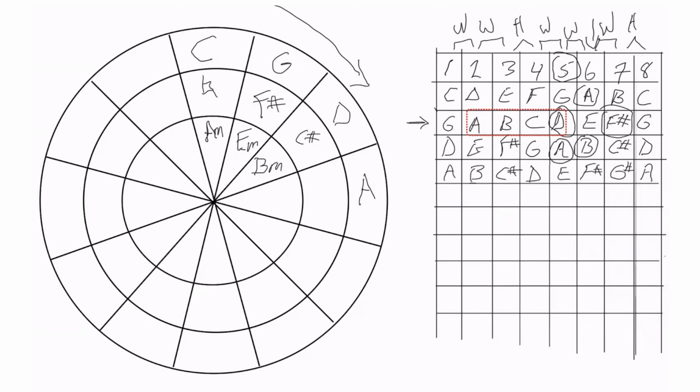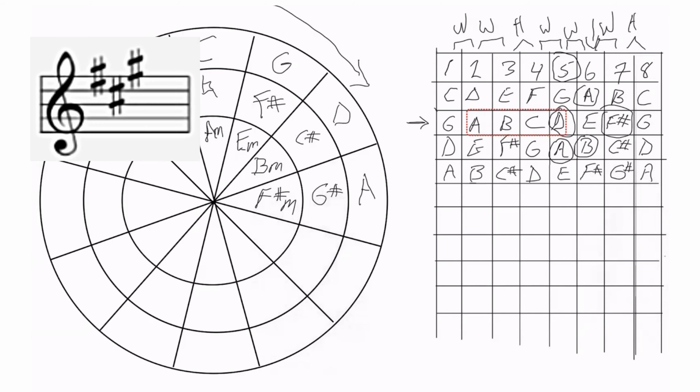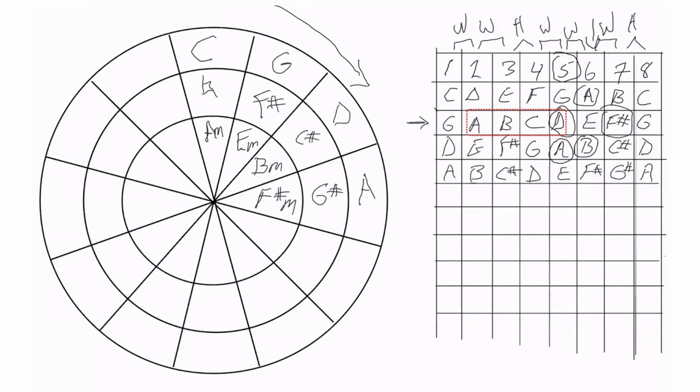Let's take a look at our relative minor. In this case is going to be F sharp minor. Our new sharp is the G sharp. So the key of A major is going to have F sharp, C sharp, and G sharp in it. And so will the key of F sharp minor. Let's move on to our next scale.